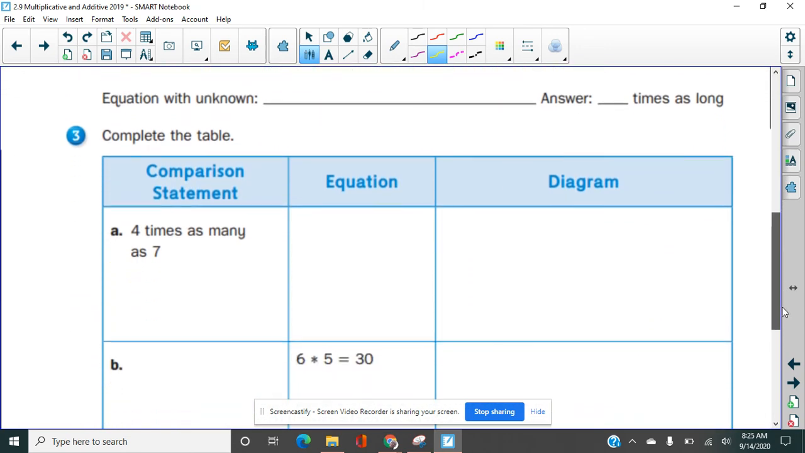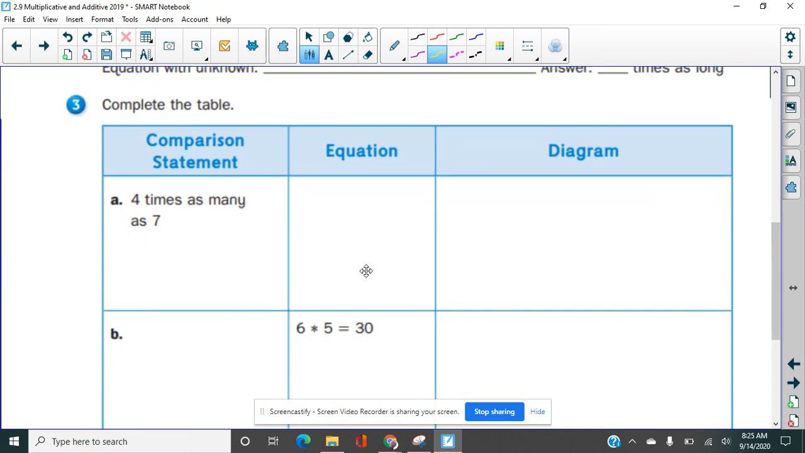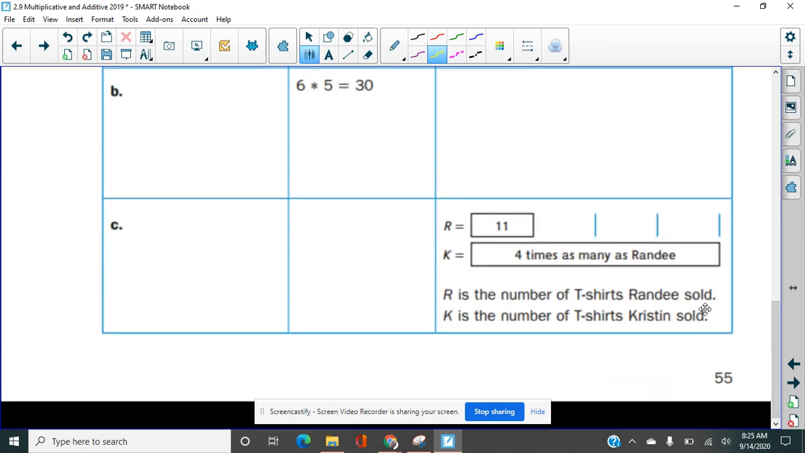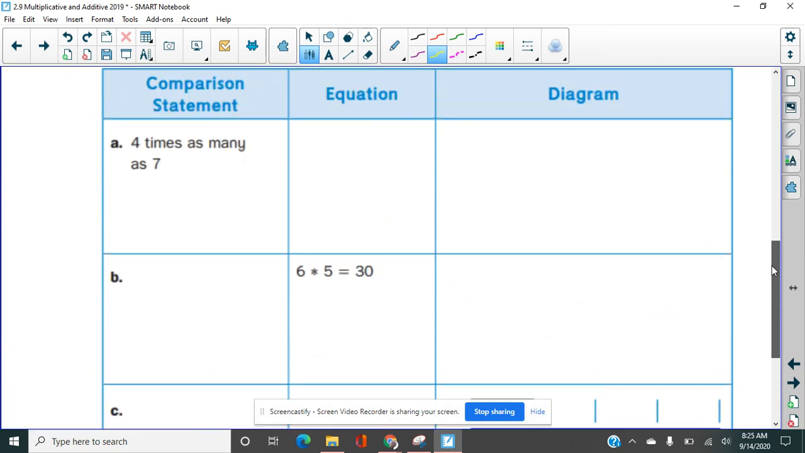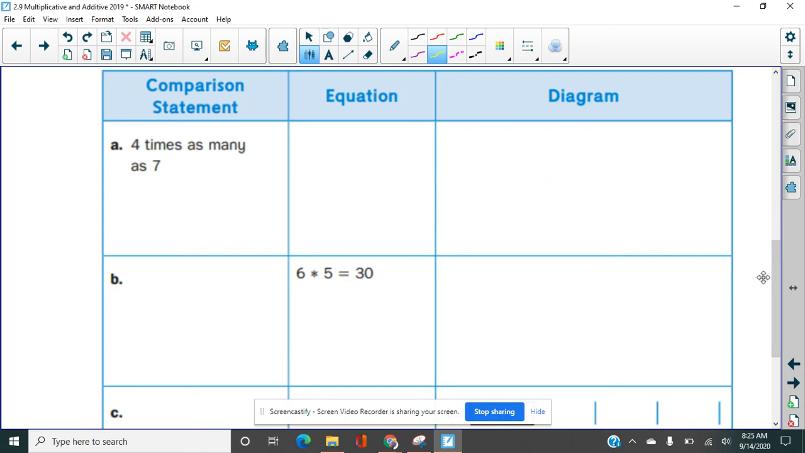When you get down to number 3, in this column, you're going to be writing comparison statements like yesterday, right? So 4 times as many as 7 would equal, right? You know what, a multiplication problem will go here. And then the diagrams, just like we were doing today, right? Here's an example of one, okay? But we've been practicing those, and so those will go in those boxes. That is the page today.